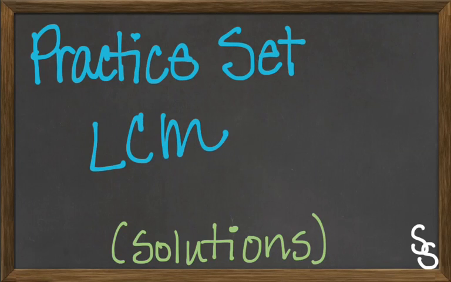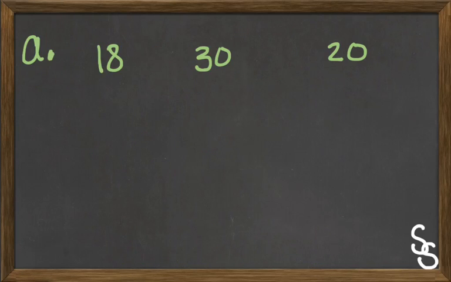Practice set for least common multiple. Solutions. In A, we have three numbers, 18, 30, and 20. Our first step is to find the prime factorization.